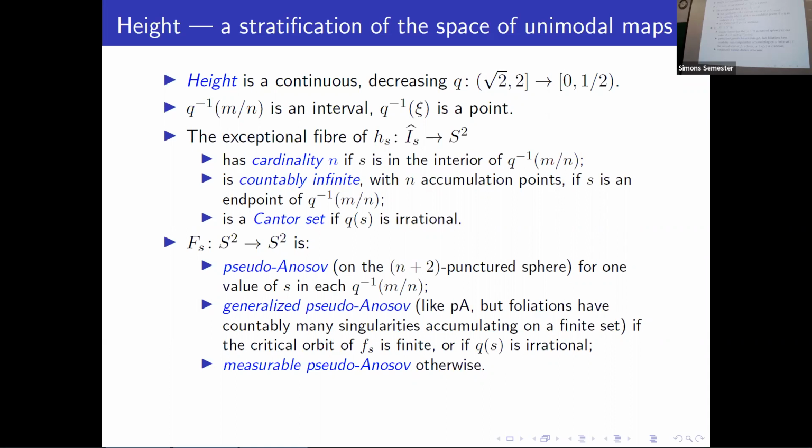So we have one point pseudo-Anosov, and do you have then a set of generalized pseudo-Anosovs? Right, because suppose that the height is equal to a third. You have a closed interval of parameters with height a third. Here in the middle, you've got this kind of magic point where you actually get a pseudo-Anosov. And then whenever the critical orbit is finite, which is going to be a dense set of parameters in here, you get a generalized pseudo-Anosov, and when the critical orbit is not finite, which I guess is a full measure set of parameters in here, you only get a measurable pseudo-Anosov.